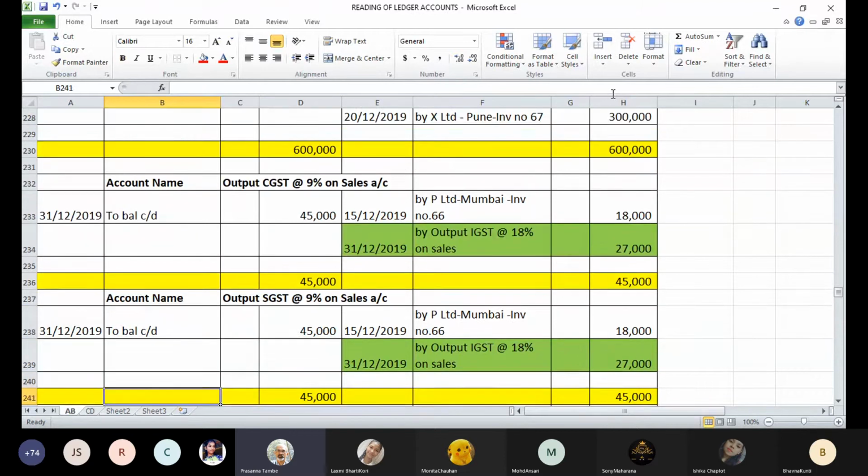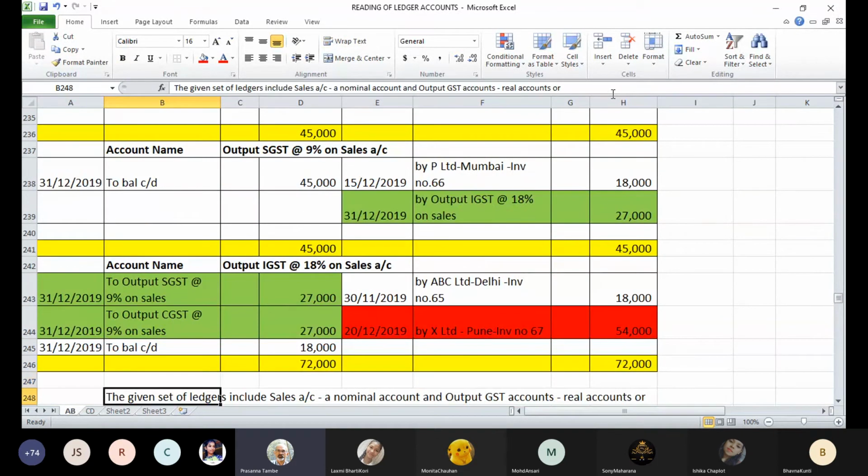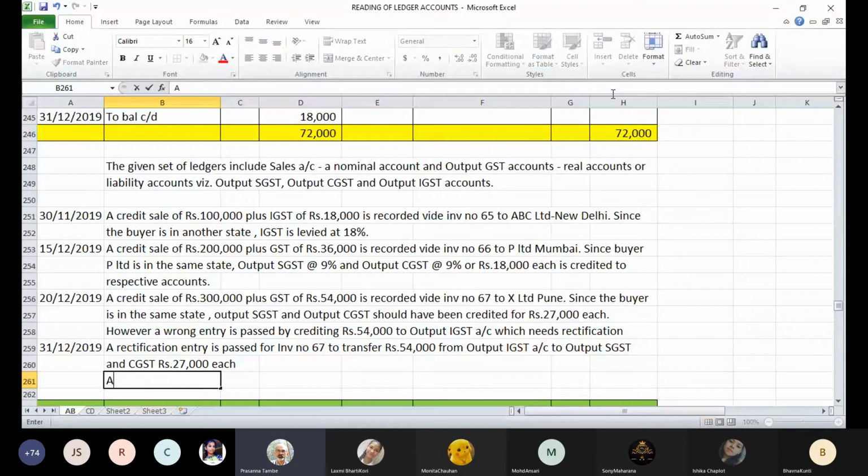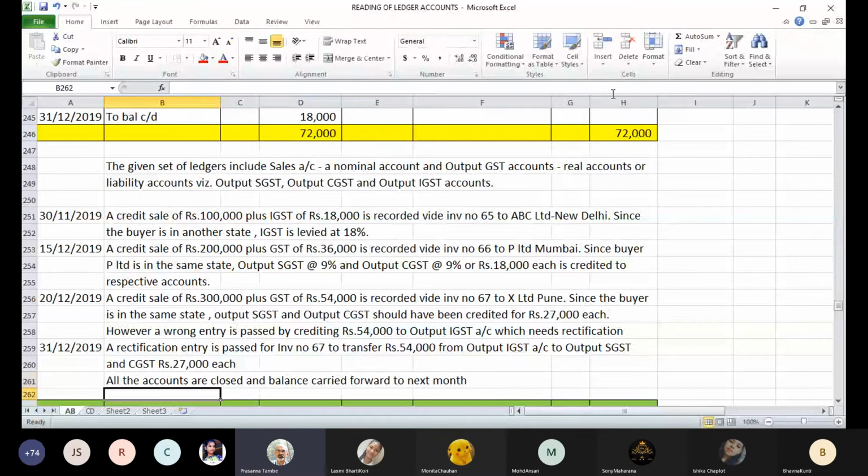The accounts are closed and the balances are carried forward to the next month. So we can write the last comment on 31st December. All the accounts are closed. Balance is carried forward to the next month.